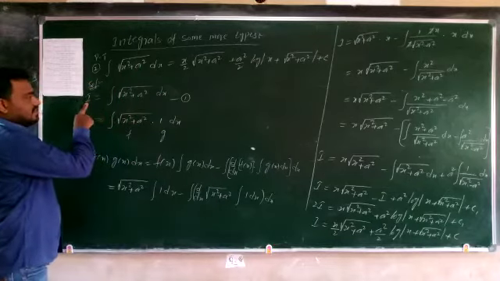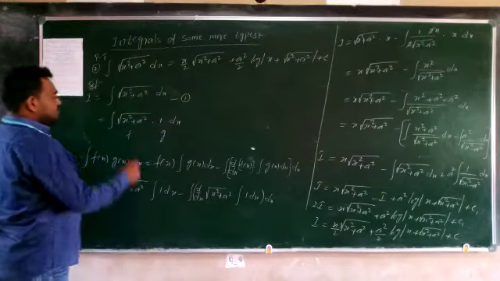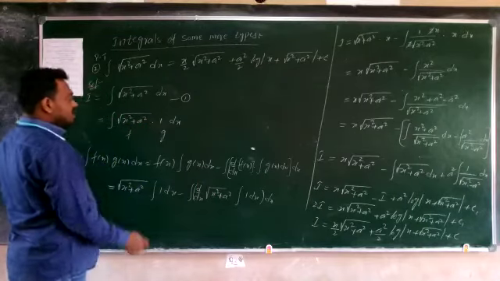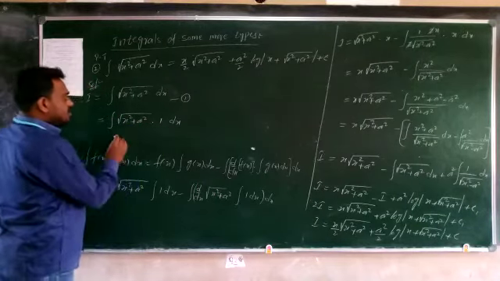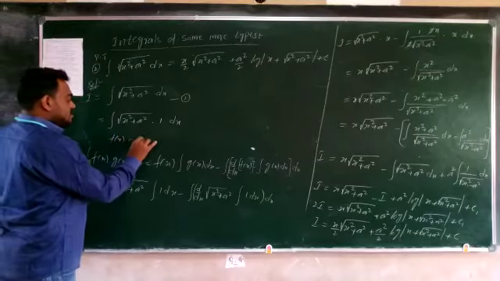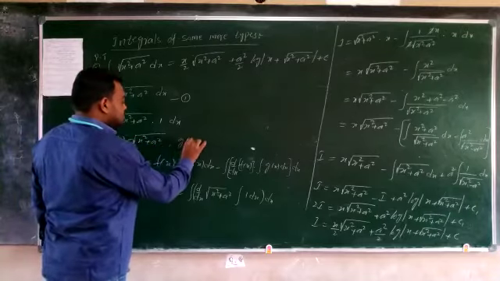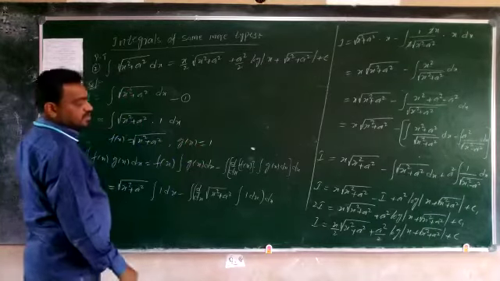This we take as I. This is equation number 1. Next, integration of square root of x square plus a square into 1. You write it again. What is f of x here? f of x is square root of x square plus a square, and g of x is equal to 1, or x to the power of 0.